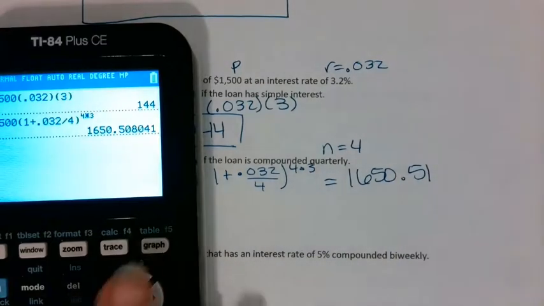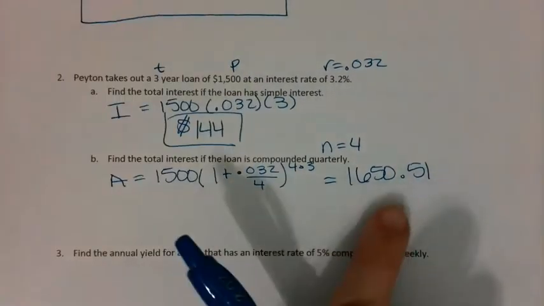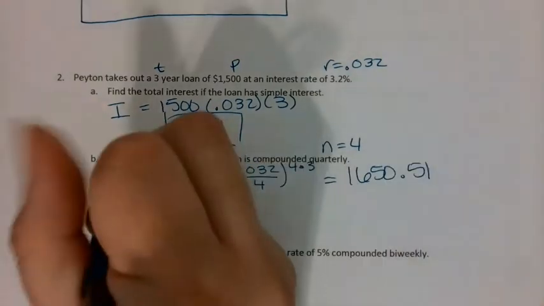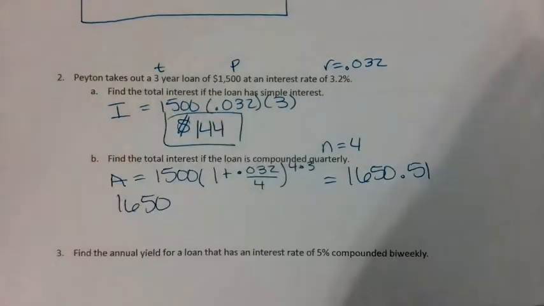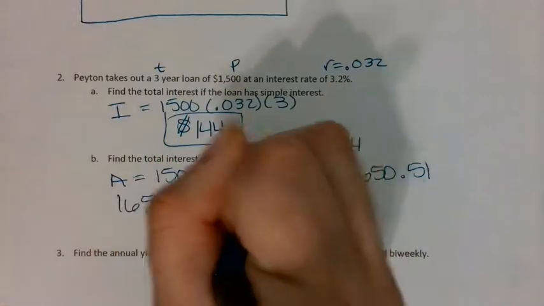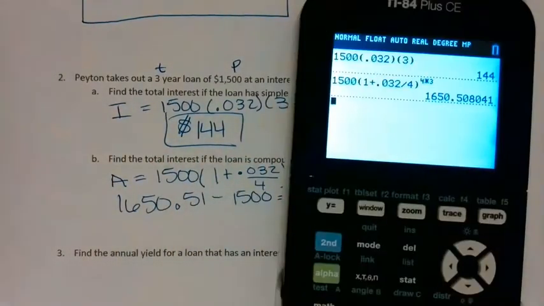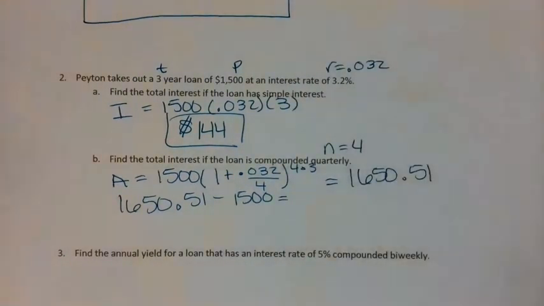1650.51. We round to 2 decimal places because it's money, but this is not my final answer because this is the total amount. I need to go ahead and subtract the 1500 we started with. So if I go ahead and subtract the 1500, I get 150.51.